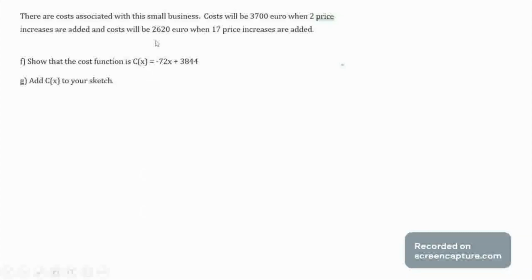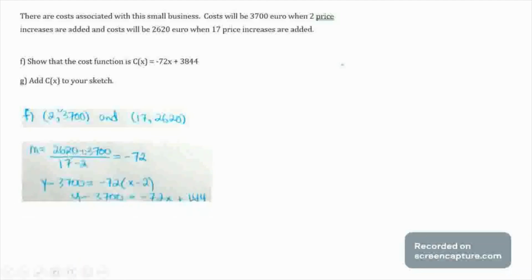Next, there are costs associated with a small business. Costs will be €3,700 when 2 price increases are added, and costs will be this much when 17 price increases are added. It should have noted here that the costs follow a linear trend, but that's kind of the assumption we can make here. We were given 2 points. 2 price increases leads to this cost. 17 price increases leads to this cost. Okay, so you're given 2 points. You want to make a linear equation.